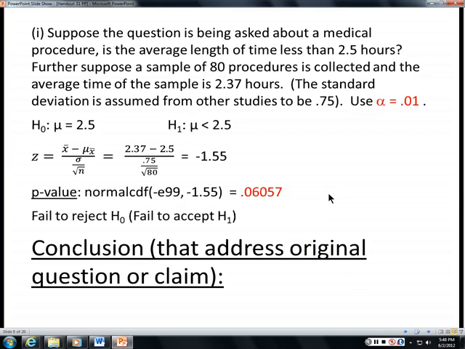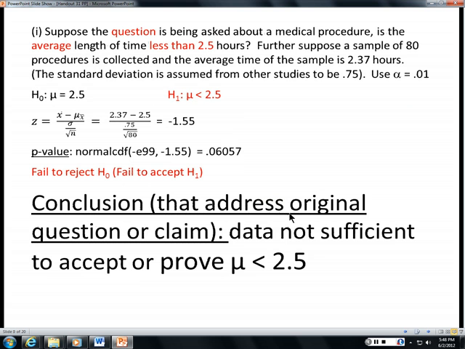Now, we still have to write a conclusion. Last part of the problem, and kind of the trickiest, especially at first, is to write a conclusion that addresses the original question or claim. Now, to do that, where's our original question or claim? Well, I've highlighted it in red here. The question is, is this average less than 2.5? And that went into our alternative, not our null.